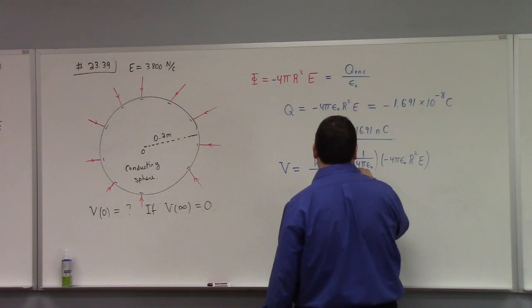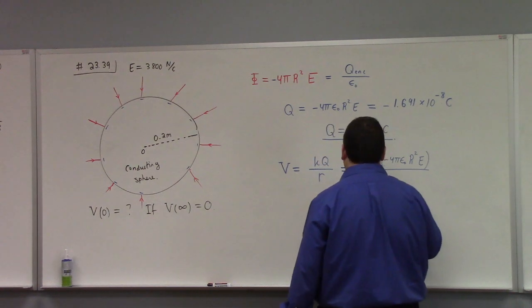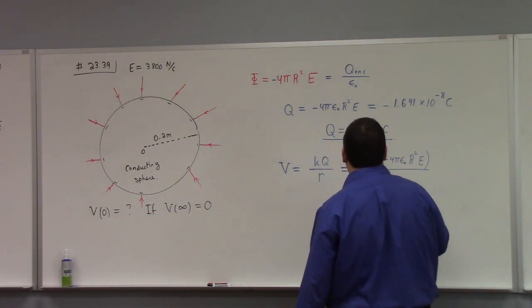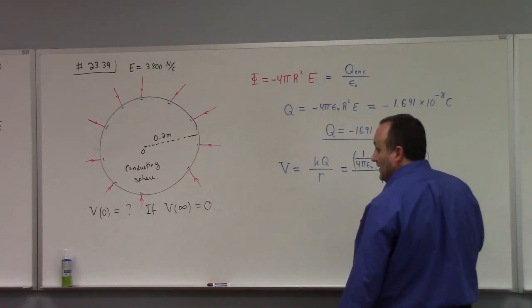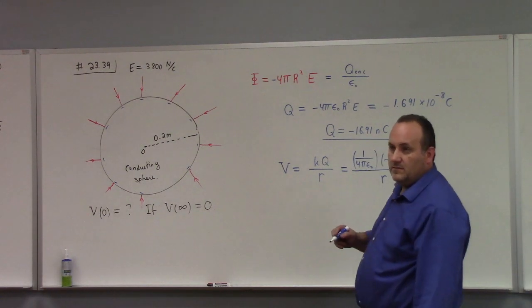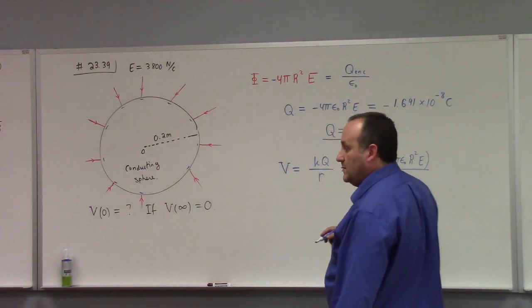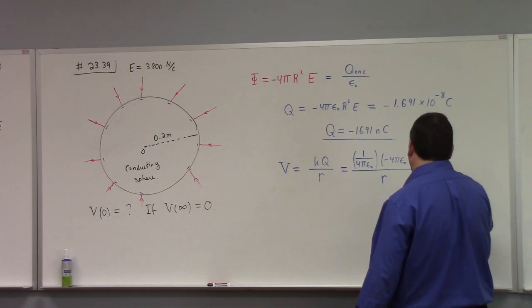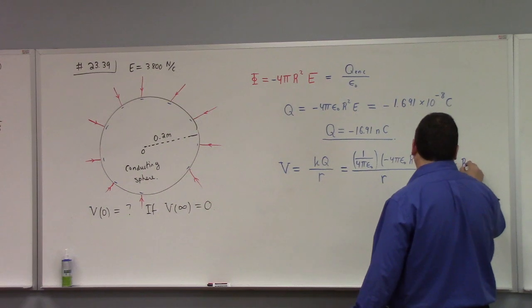There's my charge, and I've got to divide by r. So is there something else in here? I'm almost done. So that would be the formula here, which would just be minus R squared E divided by little r.